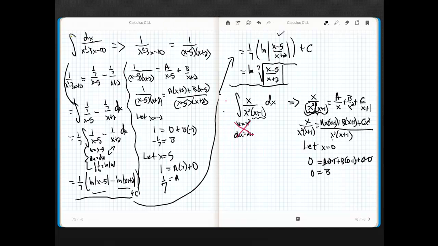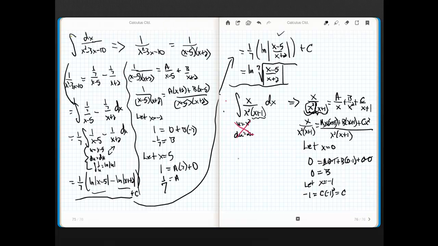All right, what else could I get rid of? Well, how about let x equal -1? If I let x equal -1, then this guy goes away and this guy goes away, and I end up with -1 equals C times -1 squared, which is just C. Hey, look, I got C. All right, so the question is, I know what B is, I know what C is, right? So how am I going to be able to solve for A?